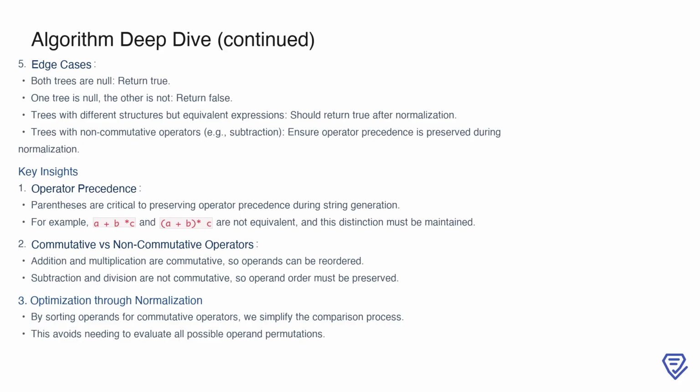Additionally, we handle several edge cases. For example, if both trees are null, we return true. If only one tree is null, we return false. Trees with different structures but equivalent expressions, such as those involving commutative operations, should still return true after normalization. However, for operators like subtraction or division, which are non-commutative, we must ensure that the order of operands is preserved during normalization to avoid incorrect results. By carefully managing these nuances, we can accurately assess equivalence.